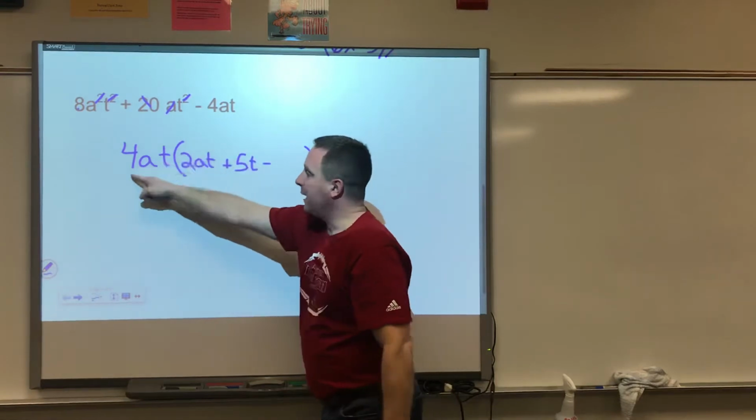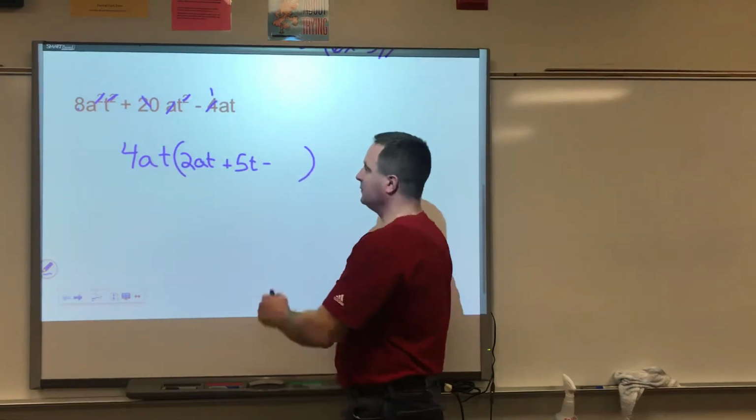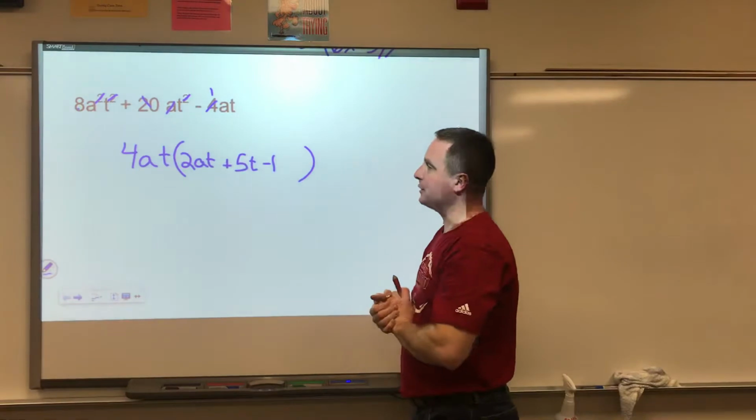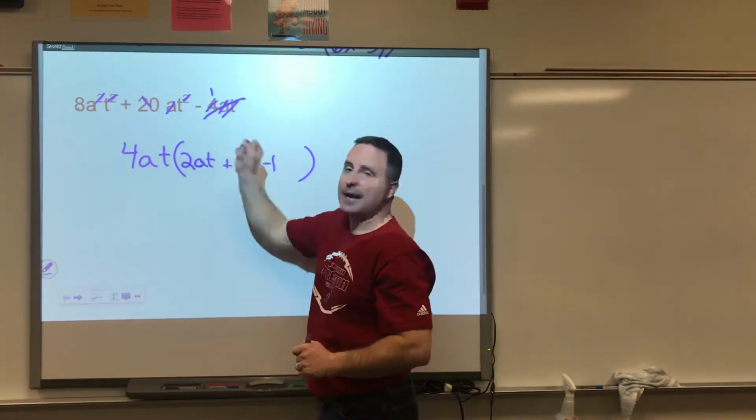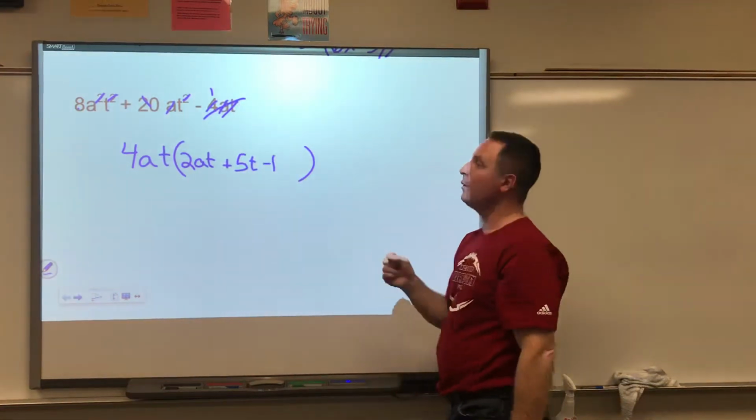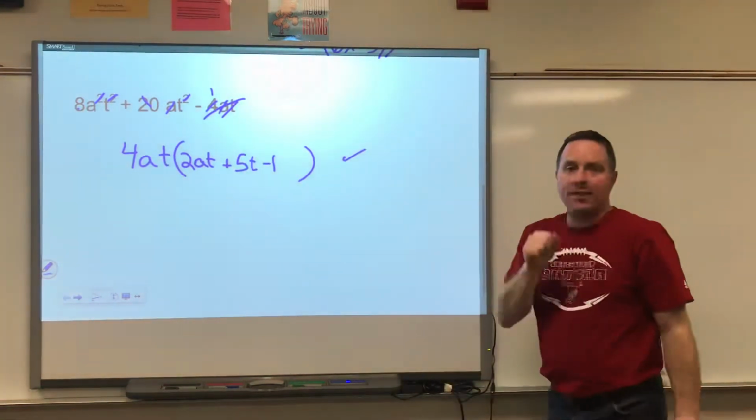Okay? I'm dividing 4 by 4, it leaves me with 1. And you can write a 1 there, you don't necessarily have to. But I'm taking the A away, and I'm taking the T away. So I end up taking everything away, which we know turns into a 1. And there's my answer for that one.